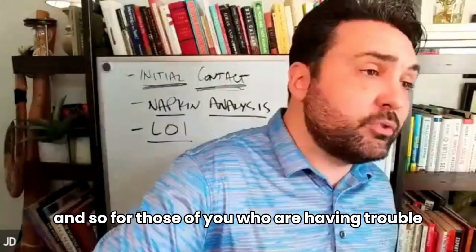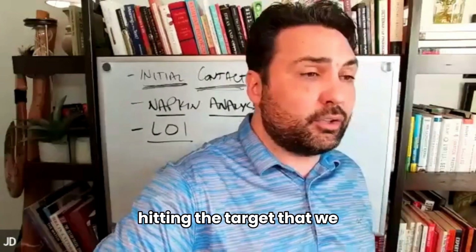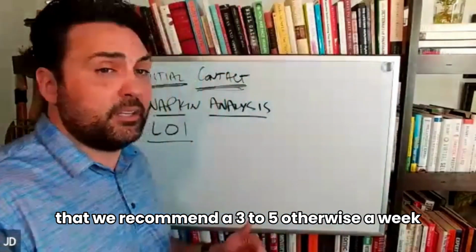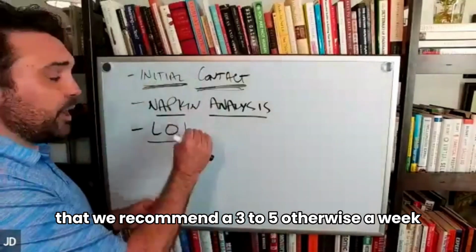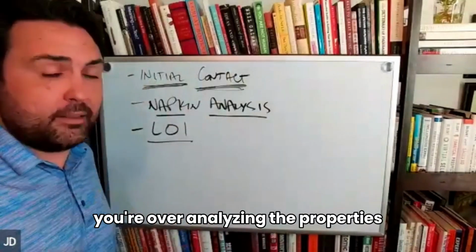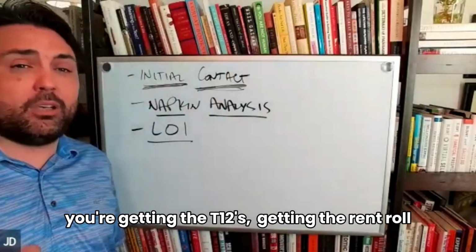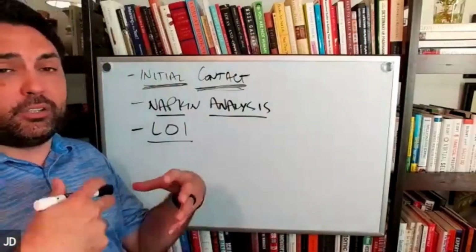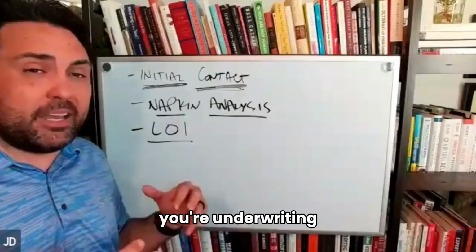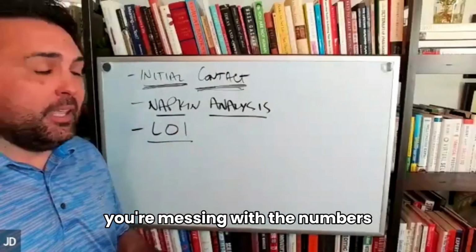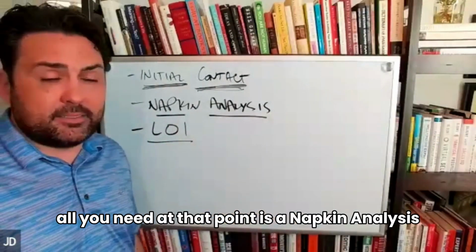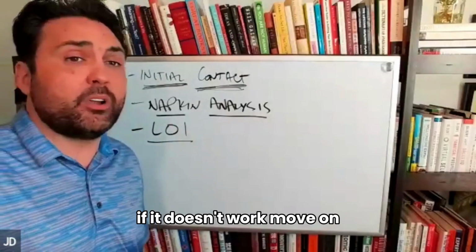And so for those of you who are having trouble hitting the target that we recommend of 3 to 5 LOIs a week, probably what you're doing is you're over analyzing the properties before you write an LOI, right? You're getting the T12s, getting the rent roll, you're thinking about it, you're underwriting, you're messing with the numbers. All you need at that point is a napkin analysis. Does the deal work, does it not work? If it doesn't work, move on.